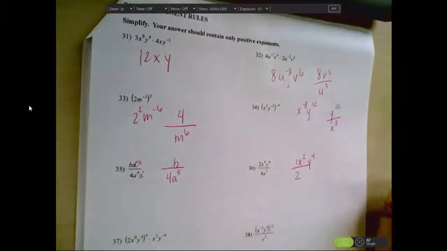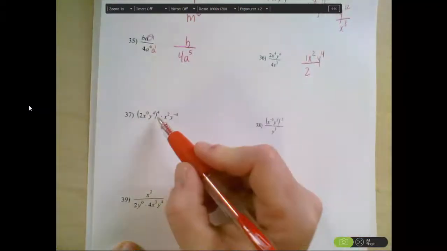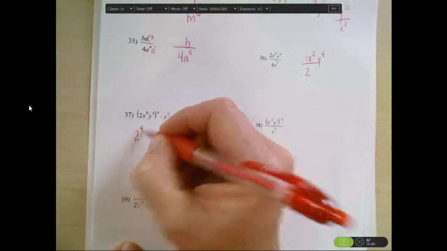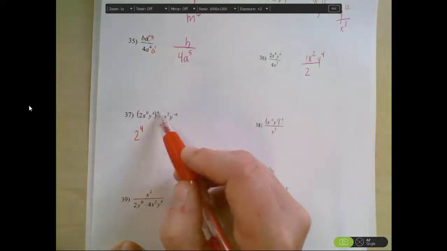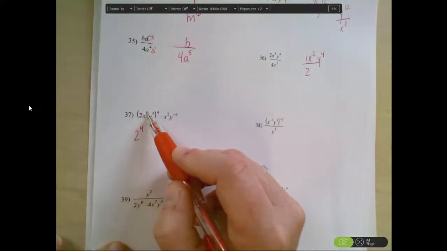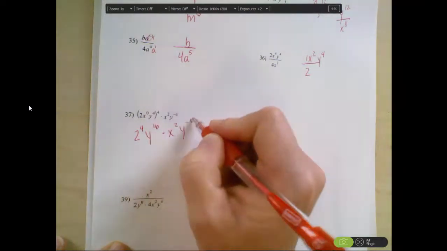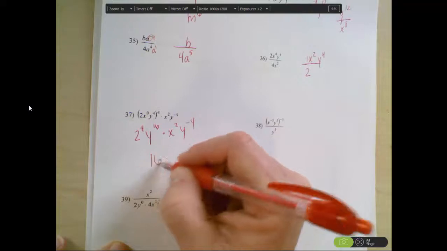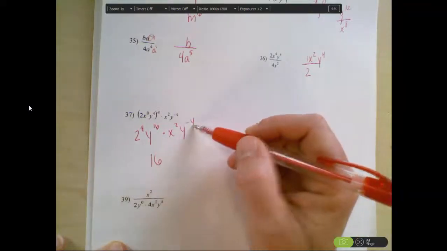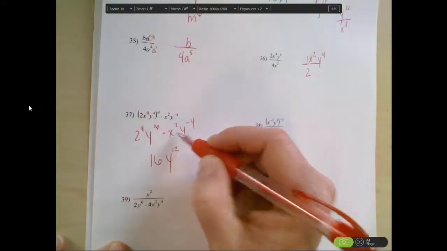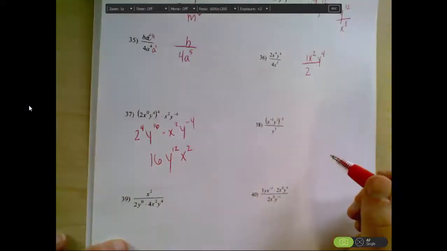This one you don't need, but it's okay. Here, I'm going to do the exponents on the outside first. So I get 2 to the 4th. 0 times 4 is 0, and x to the 0 is just 1, so I'm not going to write it. Y to the 16th times x squared, y to the negative 4. Well, 2 to the 4th is 16. Y to the 16th, y to the negative 4 gives me y to the 12th, and I have x squared. Nothing moves because there's no negatives anymore.